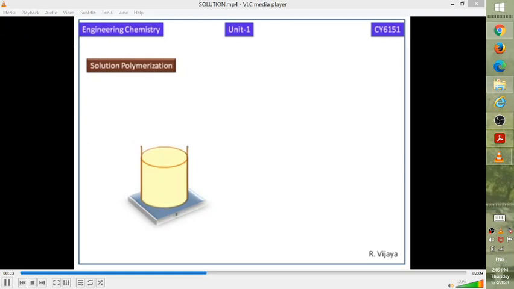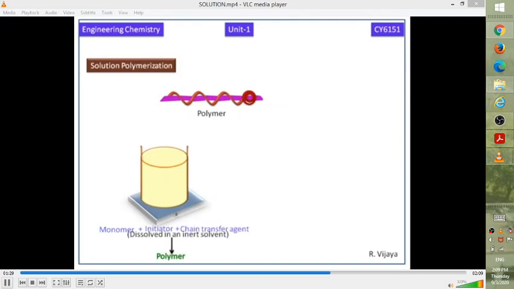The polymer is dissolved in the monomer, so we are adding a suitable non-solvent. The polymer will be precipitated out. This polymer can be separated from the solution. This is the scheme of the solution polymerization reaction.